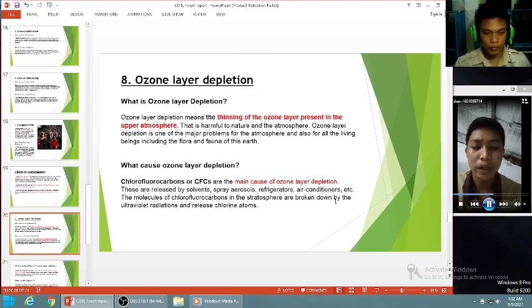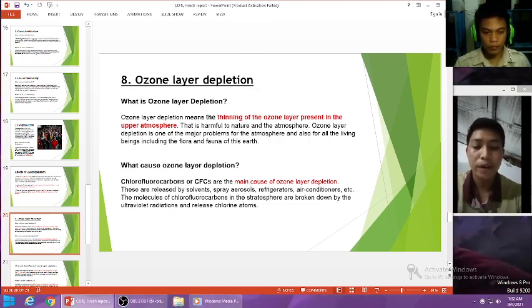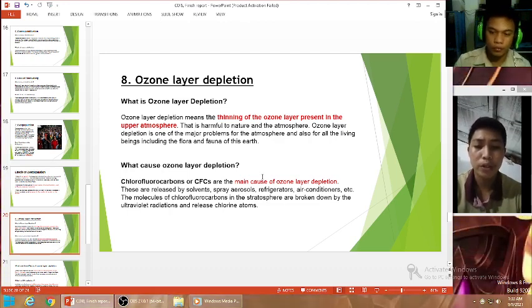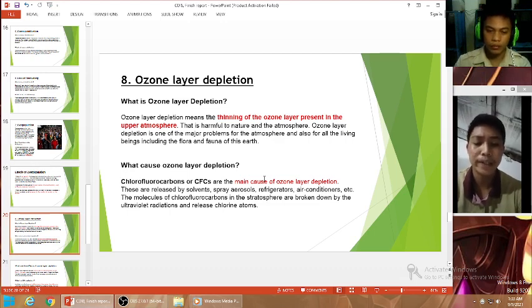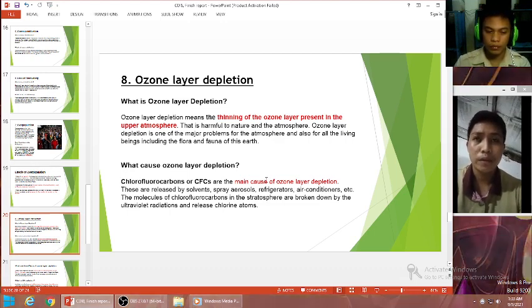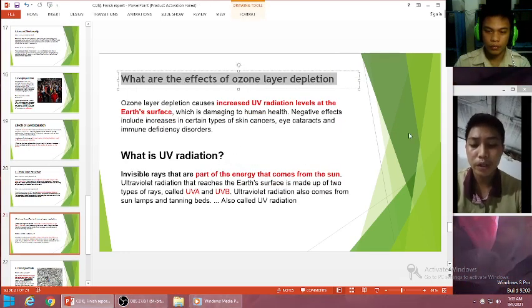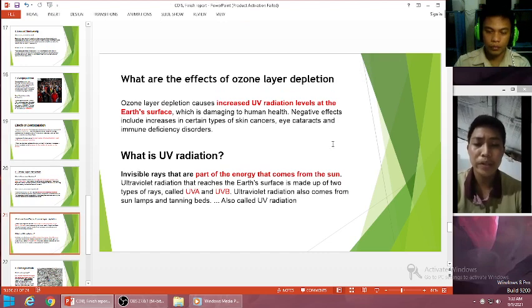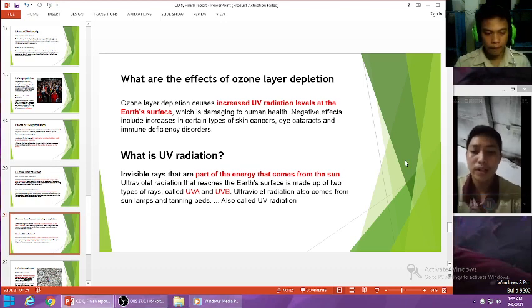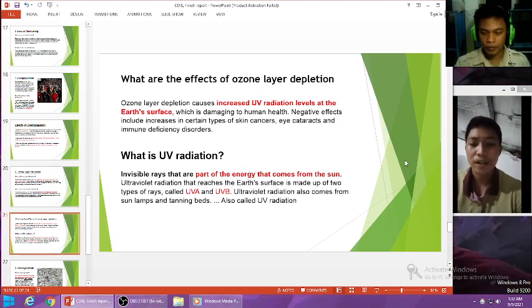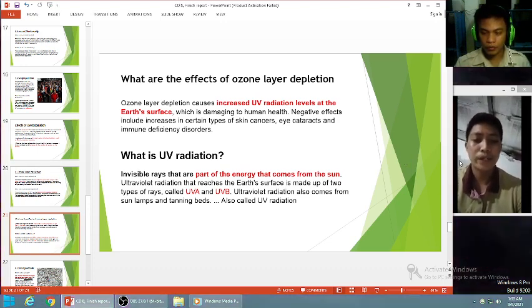Ozone layer depletion is the gradual thinning of Earth's ozone layer in the upper atmosphere caused by the release of chemical compounds containing gaseous chlorine or bromine from industry and other human activities. Some effects of ozone layer depletion can increase UV radiation levels at the Earth's surface, which is damaging to human health. Negative effects include increase of certain types of skin cancer, eye cataracts, and immune deficiency.